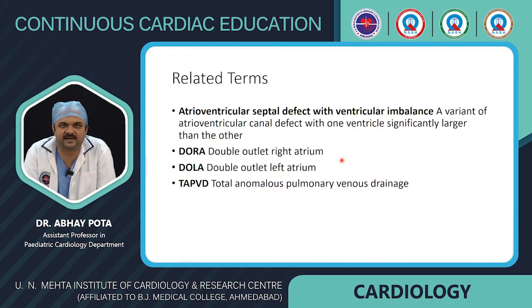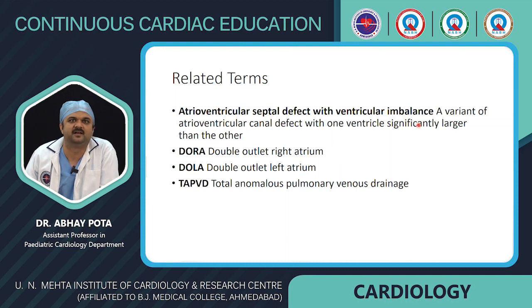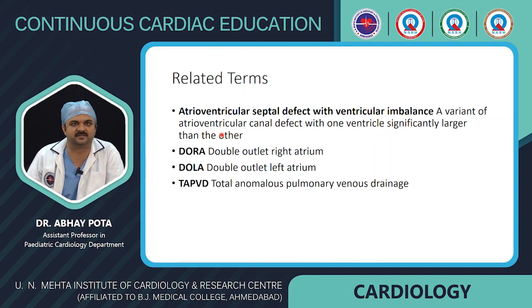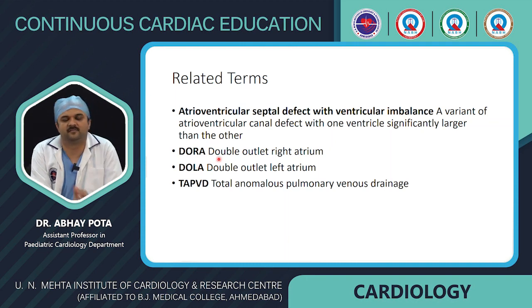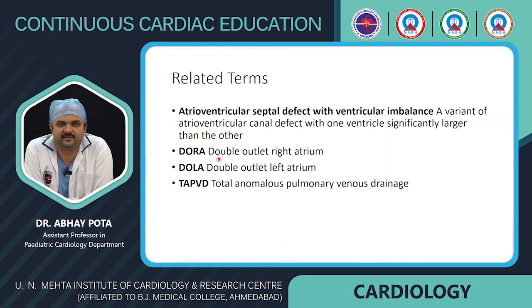Related terms to AVCD: atrioventricular septal defect, or AVCD or AVSD with ventricular imbalance, unbalanced or balanced AVCD, a variant of AVCD with one ventricle significantly larger than the other. So the other one is hypoplastic. What is DORA? That is double outlet right atrium. DOLA, double outlet left atrium. So DORA and DOLA are basically commonly seen in cases of AV canal defects.